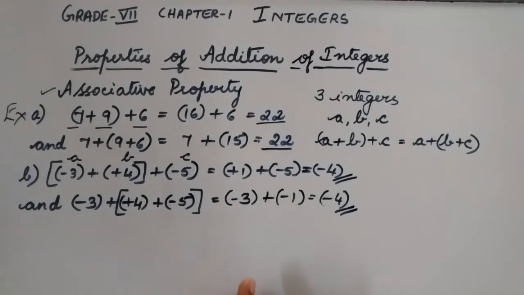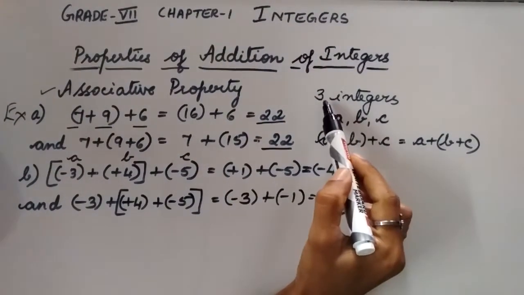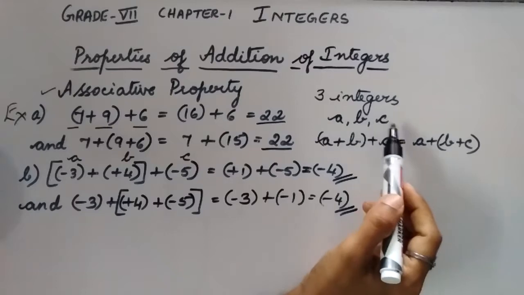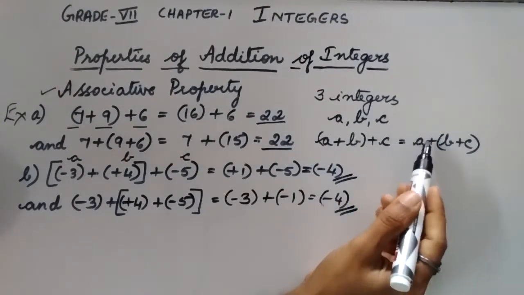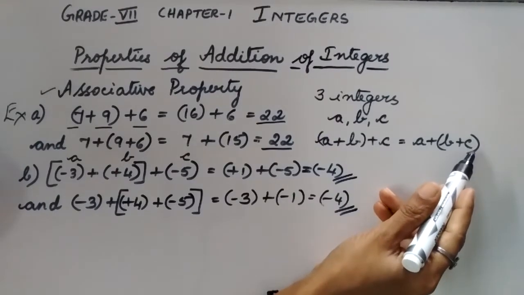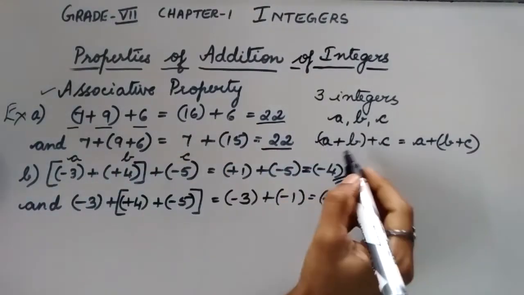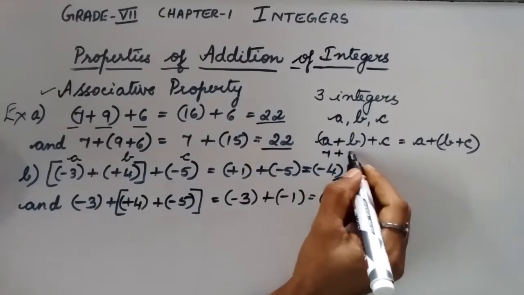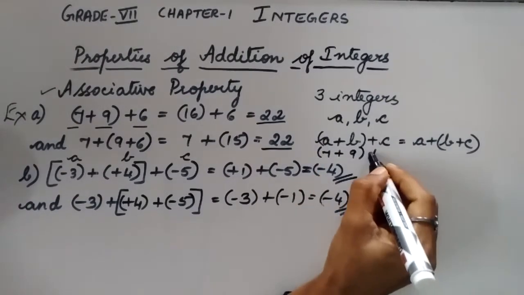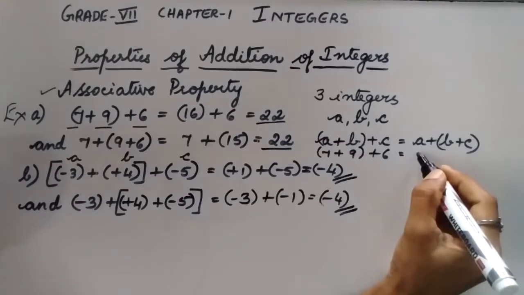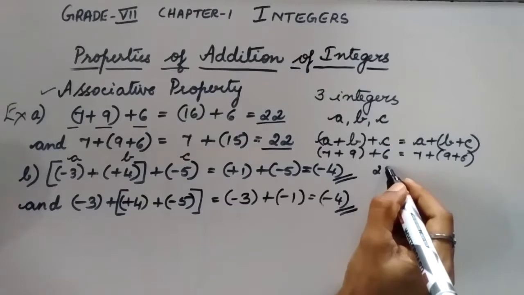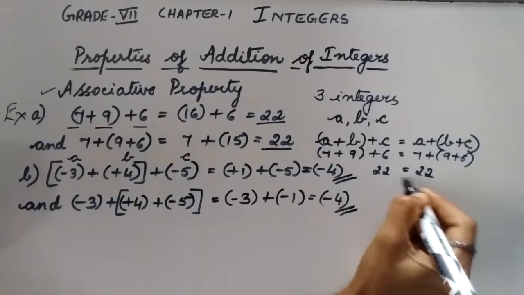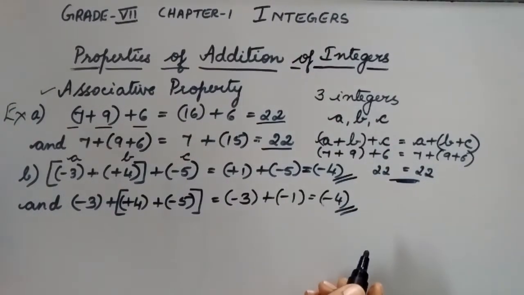So the associative property states that for any three integers a, b and c, we have (a + b) + c is equal to a + (b + c). That is, here if I have taken now (7 + 9) + 6 is equal to 7 + (9 + 6). The sum of both is 22. Is this clear, students?